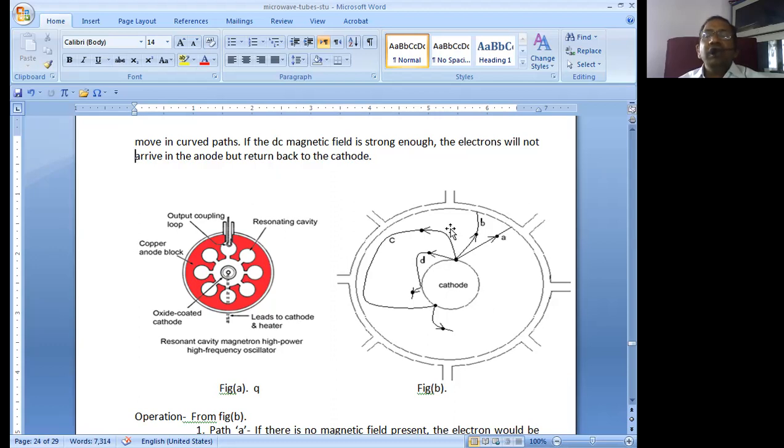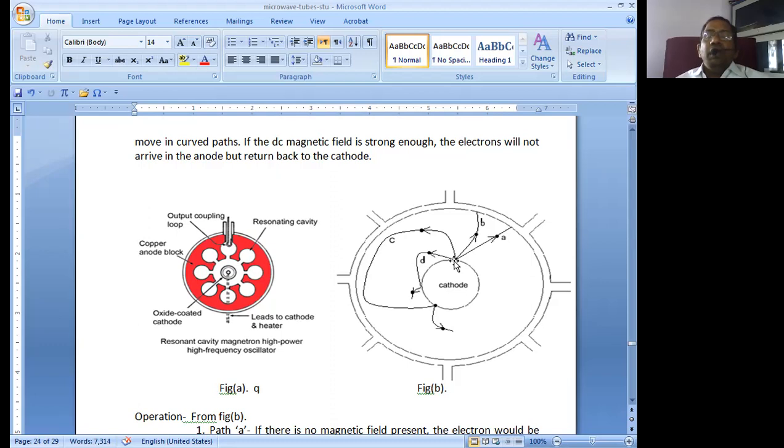And if we increase it still a little bit, now this particular electron beam is going to graze this particular anode. The electron beam, say path E, if I take path E, is going to graze the anode and come back to the cathode. So this particular grazing magnetic field is nothing but the critical magnetic field, and it is known as the cutoff voltage for us.